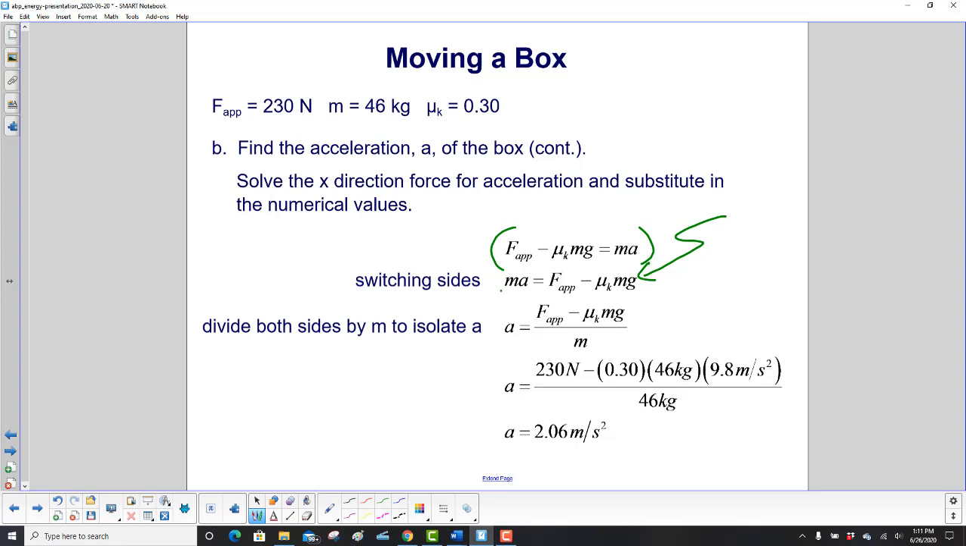We then divide through by m, both sides. And the m's cancel on the left, and here's our equation. That's 95% of the problem. Now all we have to do is substitute our numbers.